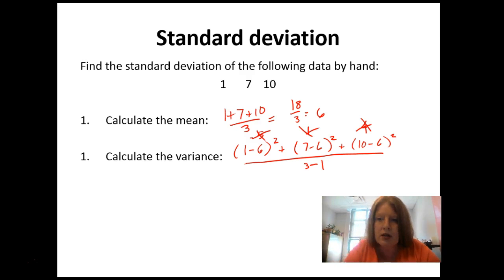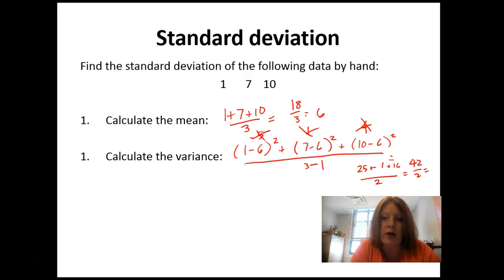Actually, when you figure all of this out, you end up getting 25 plus 1 plus 16 divided by 2. That's going to give us 42 divided by 2, or 21. So I think I might have said 2.1 in my last few breaths. And no, it's not 2.1, it's 21. So what do we do now?